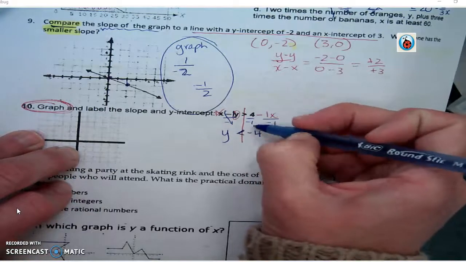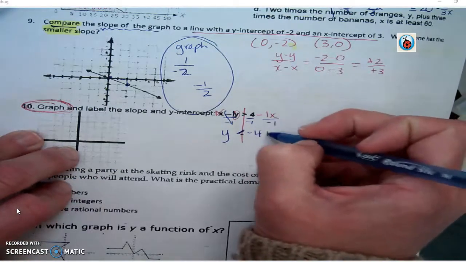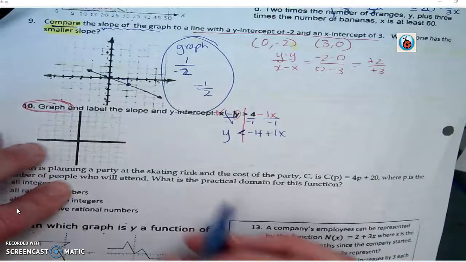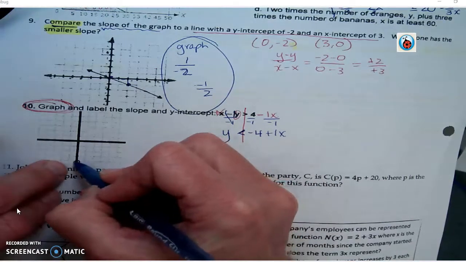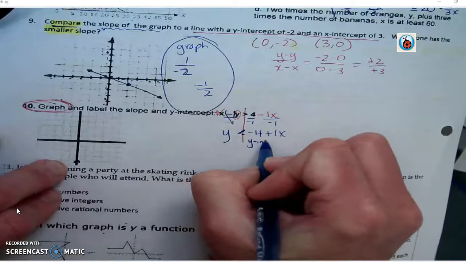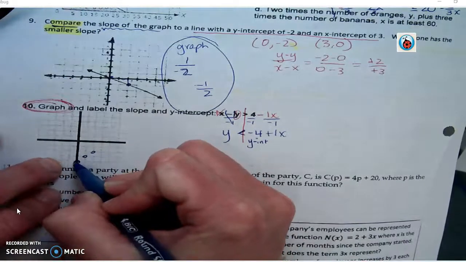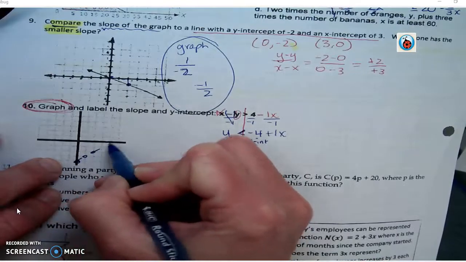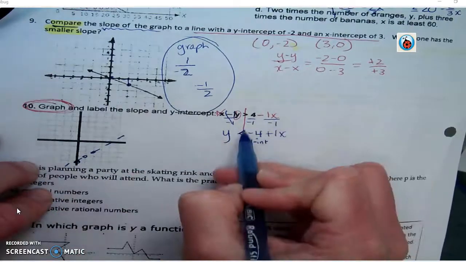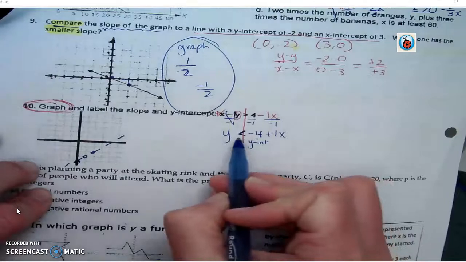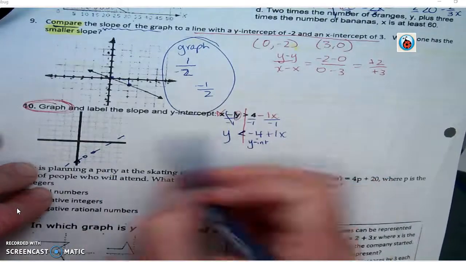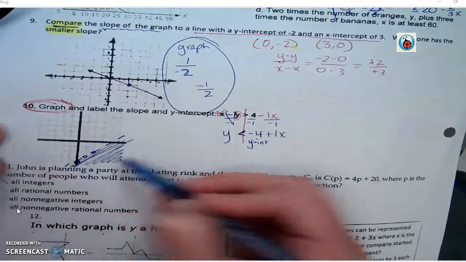Positive 4 divided by negative 1 is negative 4. Negative by negative is a positive, so positive 1x. So negative 4 is your y-intercept. It doesn't have an x with it, so negative 4. And then you go up 1 over 1. This one is actually going to be dotted. Less than, if it doesn't have an equals to with it, it's dotted, and less than you shade below.